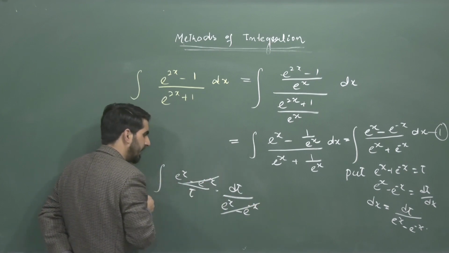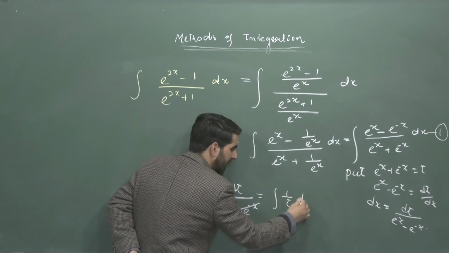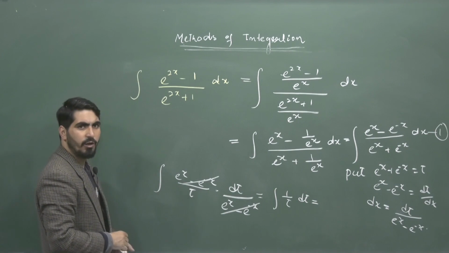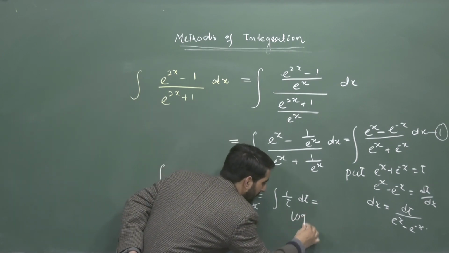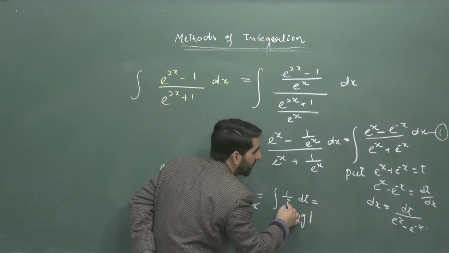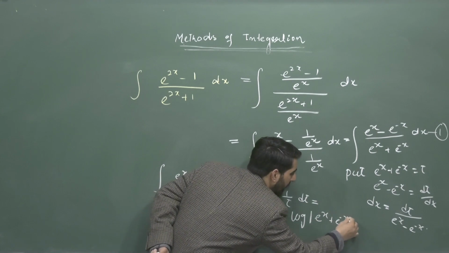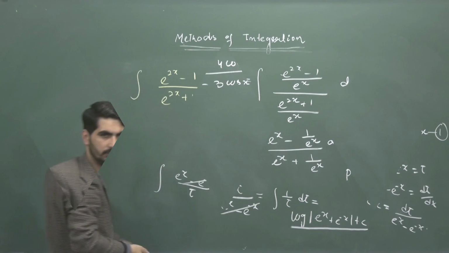So this will cancel here, we will get integration of 1 by t dt. As we know that integration of 1 by t is log of modulus of t, and the value of t is e^x + e^(−x), plus c. This will be the integral of the given function.